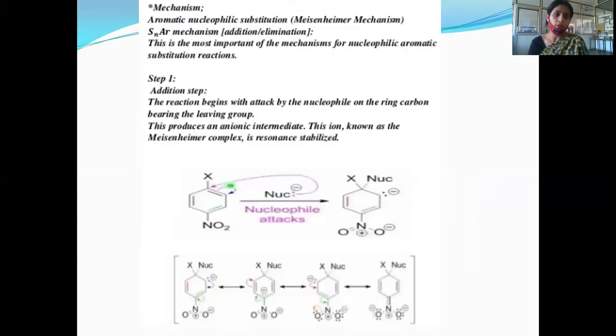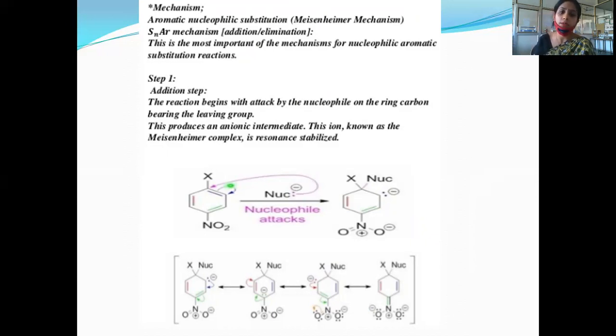Now, if you see the mechanism, it is called the Meisenheimer mechanism. It is also called SNAr, meaning aromatic nucleophilic substitution reaction. This could be addition, elimination. This is one of the most important mechanisms of nucleophilic aromatic substitution in nitroarenes. The first step, as mentioned, is addition followed by elimination. So the first step is addition. First the nucleophile will add and form an intermediate, then the leaving group will leave, or it will get eliminated.